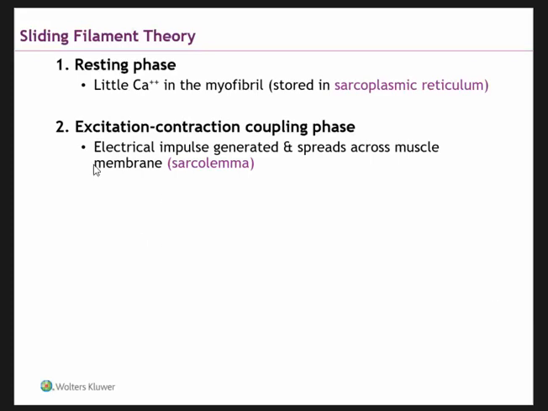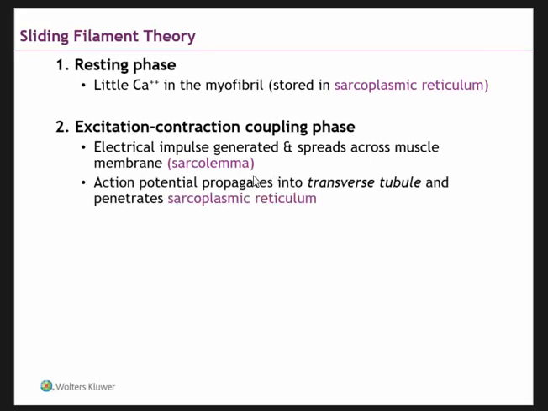So our action potential, our electrical impulse, is generated, and it's going to spread across the muscle membrane, which is the sarcolemma, which we know exists just below the endomysium, the connective tissue layer. The sarcolemma has a really nice environment, we said, of sodium, potassium, and calcium, and that allows the action potential to travel across the sarcolemma.